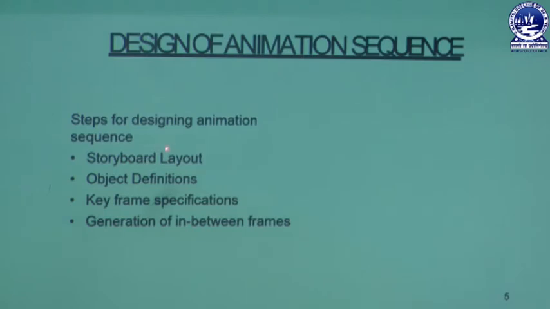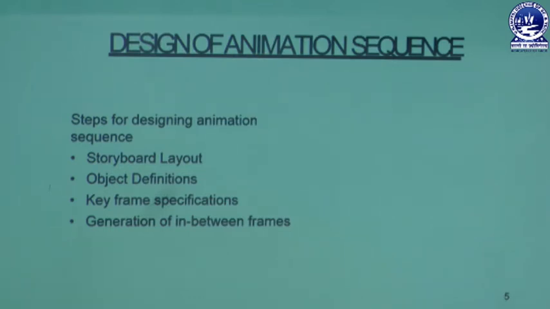The storyboard is an outline of the actions. It defines the motion sequence as a set of basic events that are to take place. Depending on the type of animation to be produced, the storyboard could consist of a set of rough sketches, or it could be a list of basic ideas for the motions. Okay, and the object definitions.